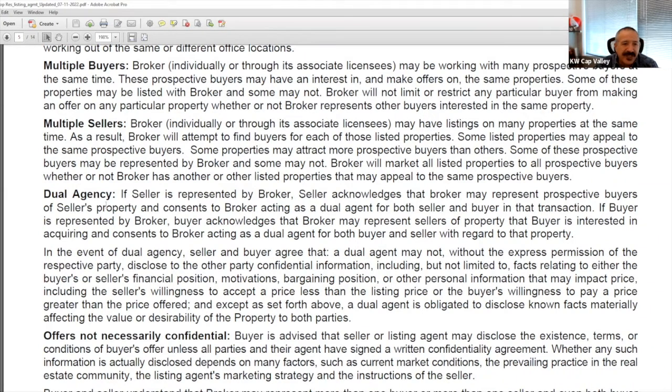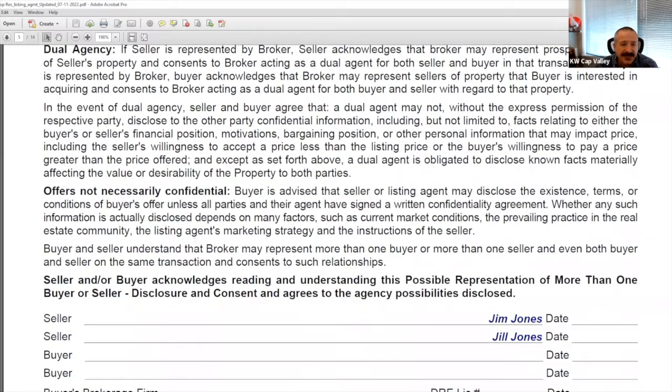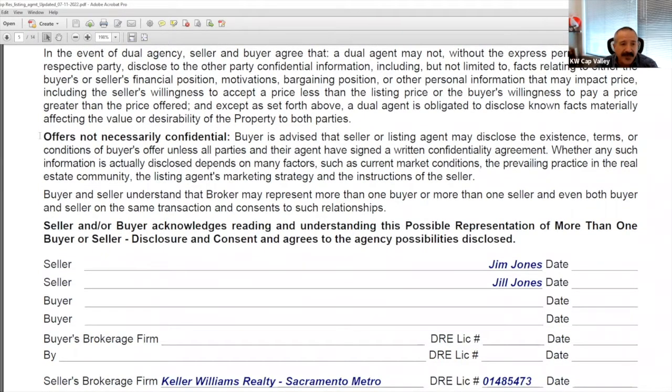That's kind of the gist of what the form says. It also goes into an additional explanation of dual agency, which is just more disclosure. You'll find I'm a very big proponent of rather over-disclose than under-disclose. So, one more explanation of dual agency. And one important thing here that many agents don't realize or understand: offers are not necessarily confidential. Buyers are advised that the seller or listing agent may disclose the existence, terms, or conditions of the buyer's offer unless all parties and their agent have signed a written confidentiality agreement.